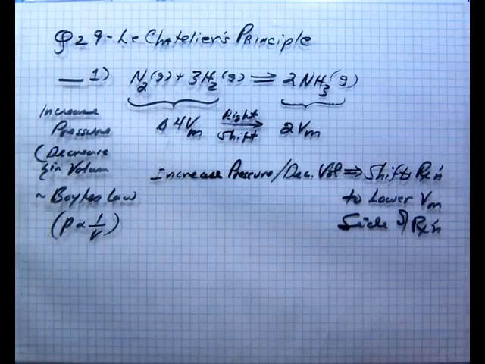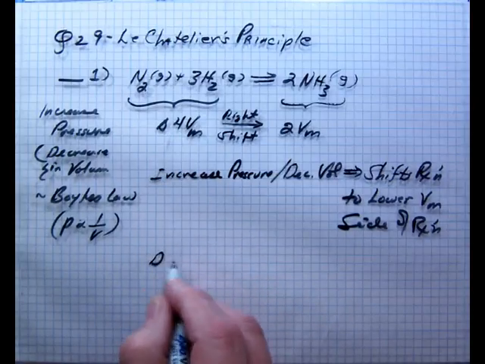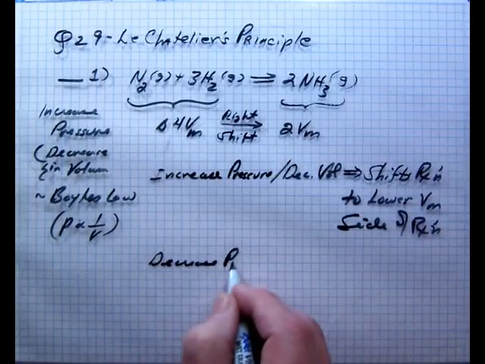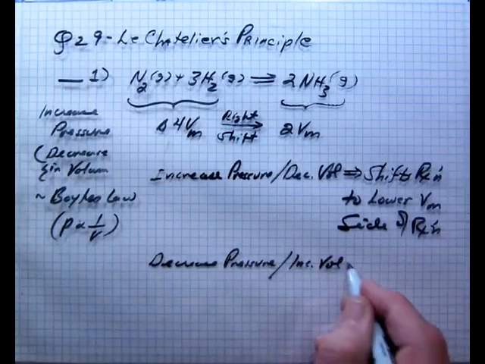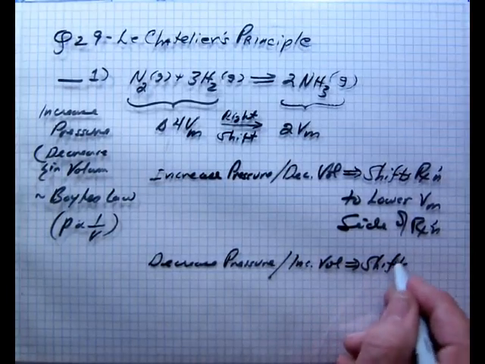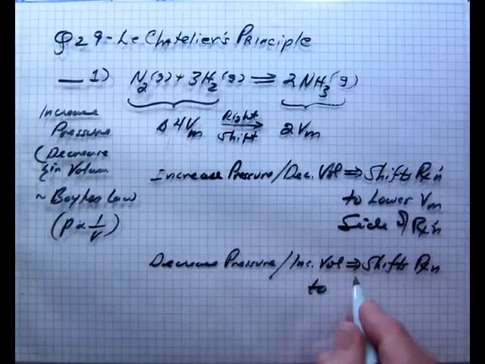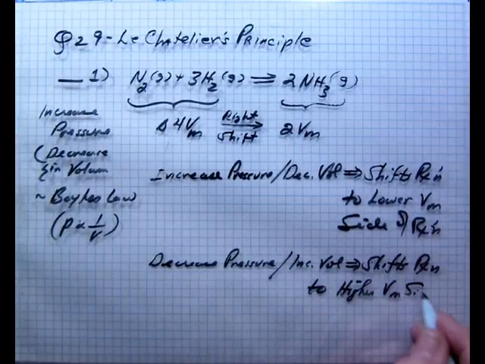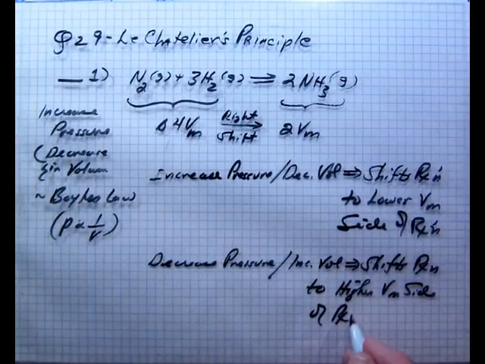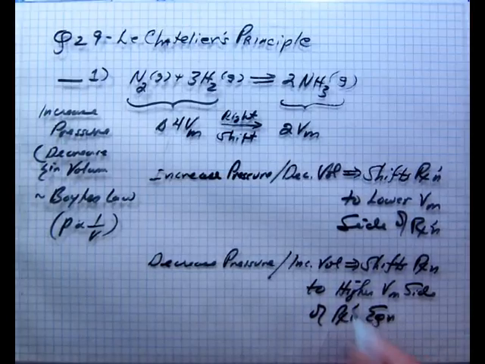Now, if we had decreased the pressure and increased volume, it would shift the other way. Everybody hear me? Okay, so I'll make that note in here. Decrease pressure, increase volume, shifts the reaction to the higher Vm side of the reaction and equation, if you want to be picky about it.